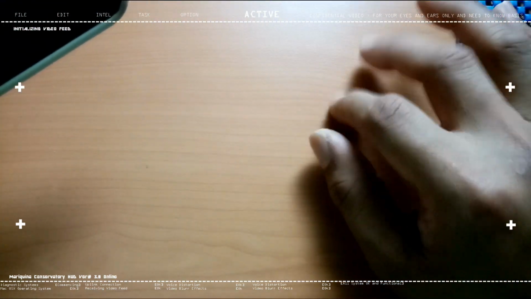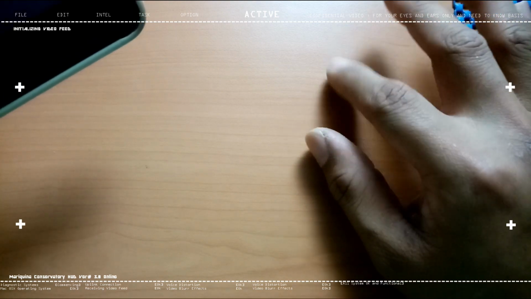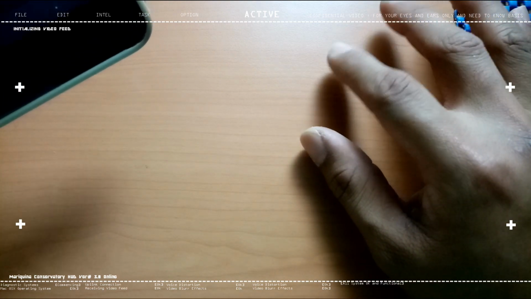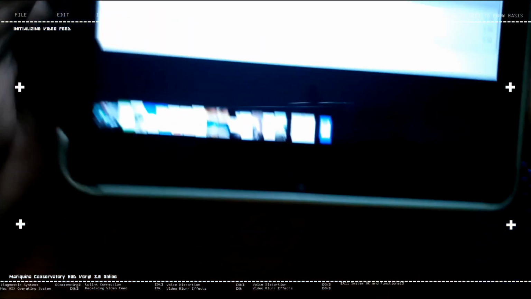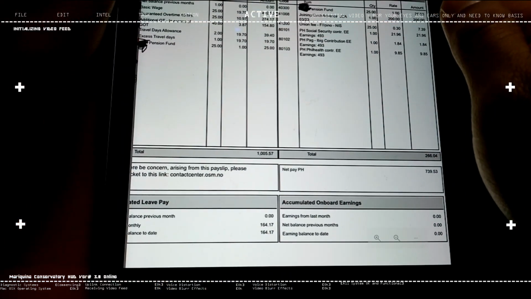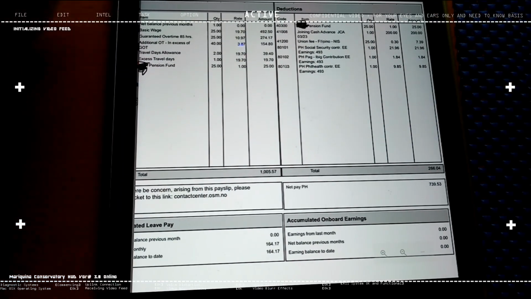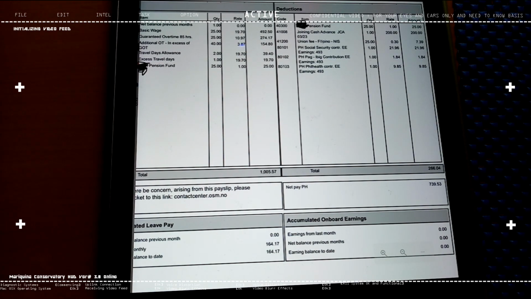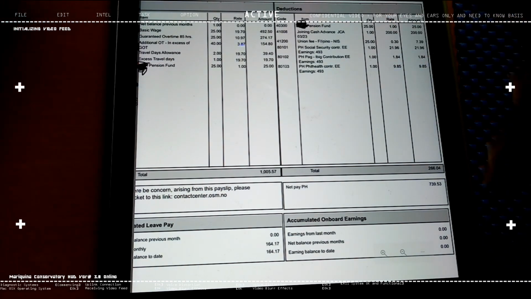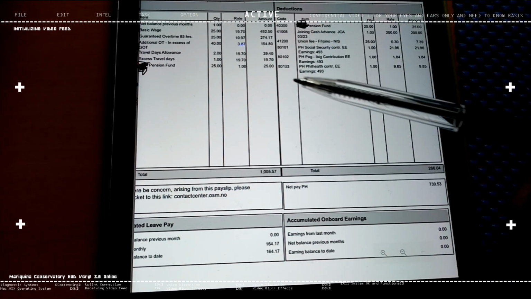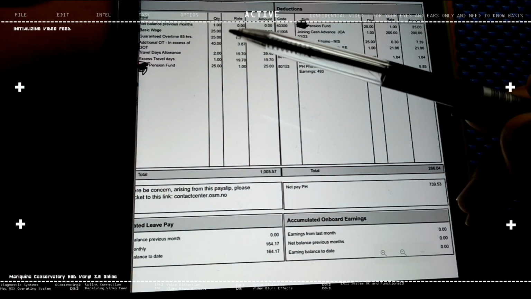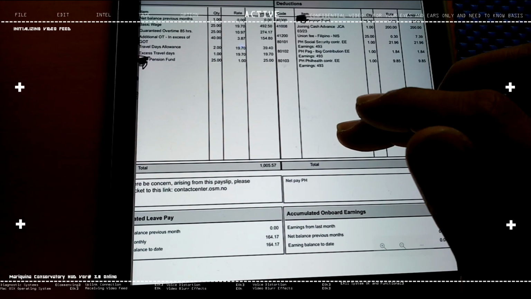So for now, I will be discussing one of the most important parts of my work. And no, it's not on the deck work or anything, but my salary. This is the salary that I'll be receiving right now. So if you're guessing, this is of course the payslip that I receive from my employer right now.